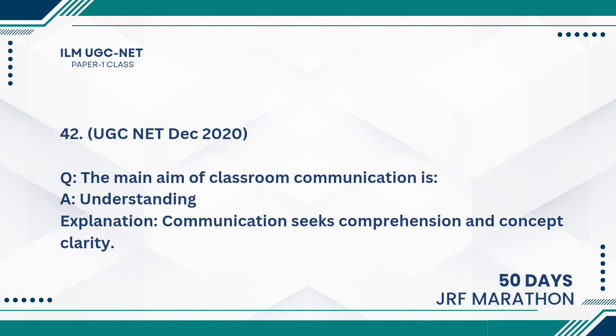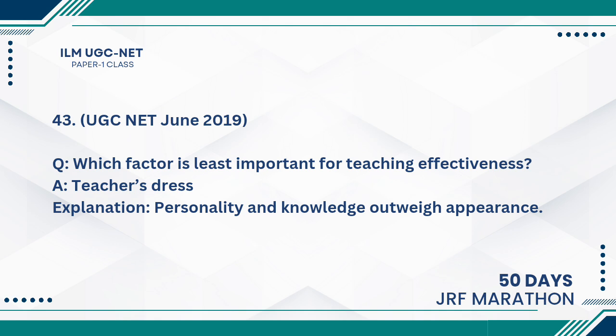Now, question number 42. The main aim of classroom communication is dash. It's understanding, because communication seeks comprehension and concept clarity. Now, question number 43. Which factor is least important for teaching effectiveness? That is teacher's dress code. Personality and knowledge outweigh appearances.